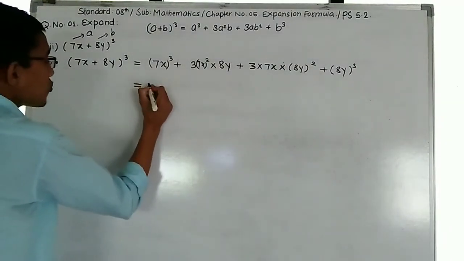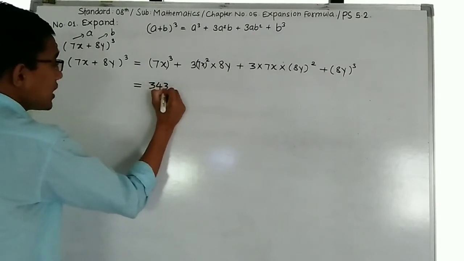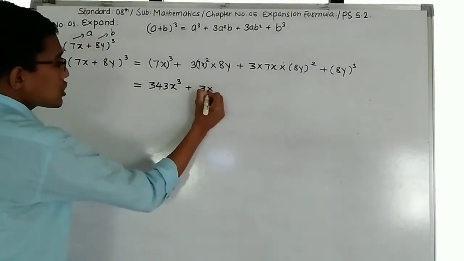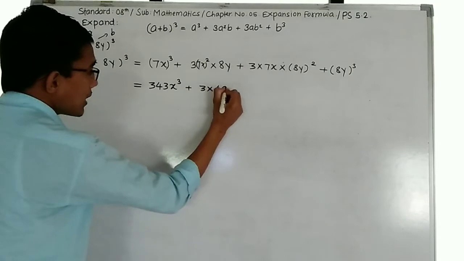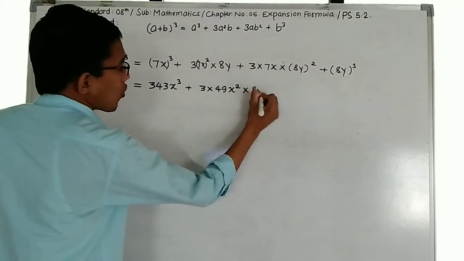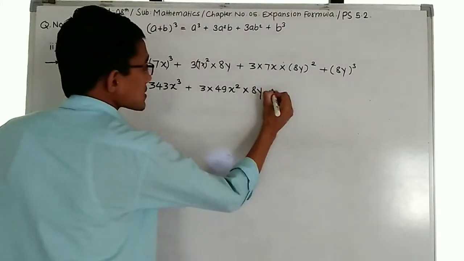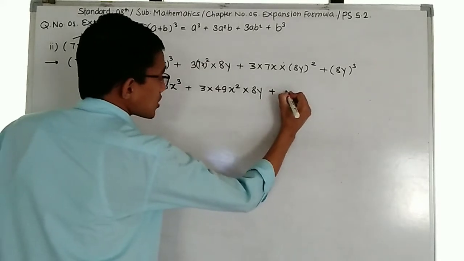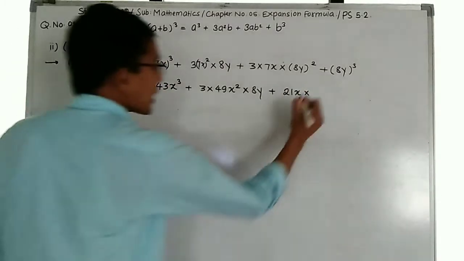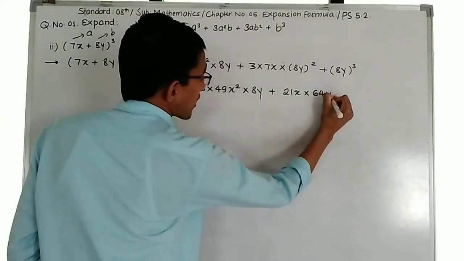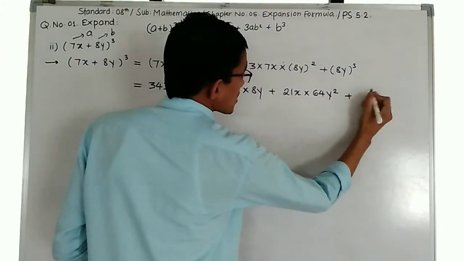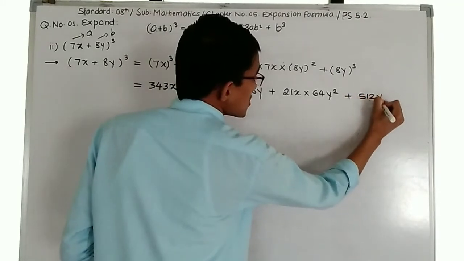Now what is 7 cube? 7 cube is 343 and this is x cube. Okay, plus 3 into, what is 7 square, it is 49 into x square, into 8y. Then plus 3 into 7 is nothing but 21x. What is 8 square, it is 64 and again y square. Okay, plus what is 8 cube, it is 512 and this is y cube.